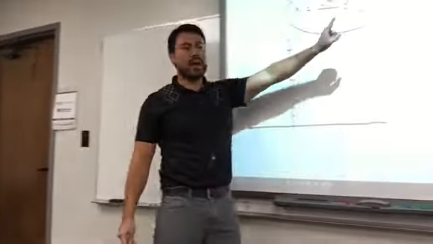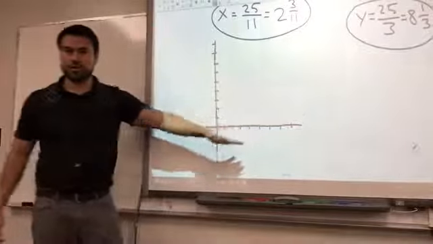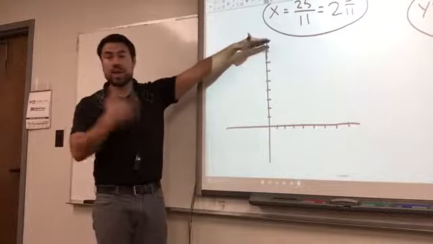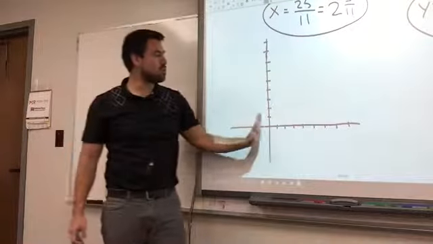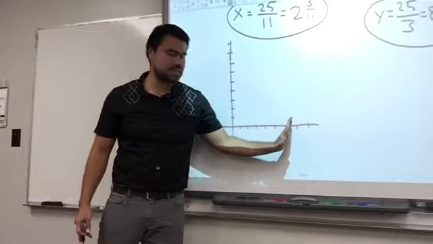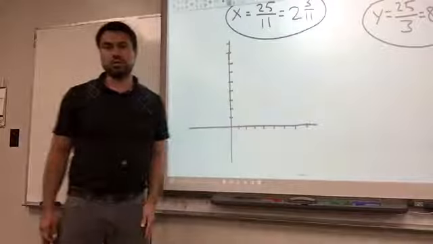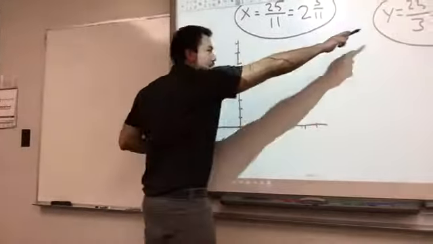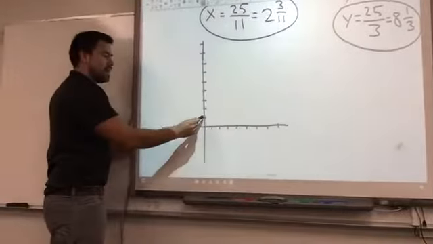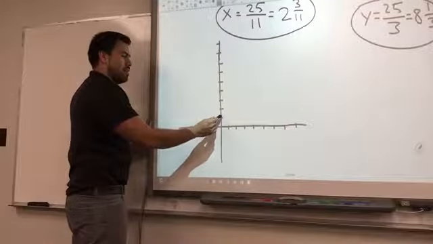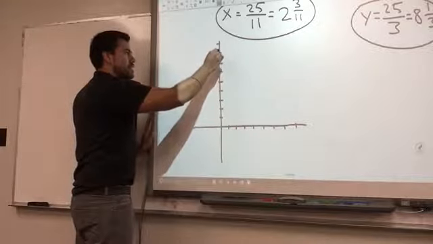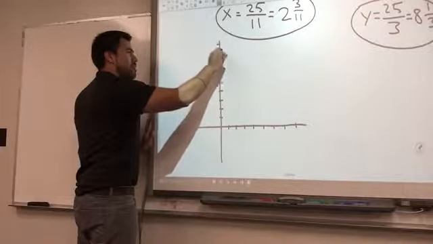If I have to go 8 1/3 on the y-axis, how far do I have to go up, you think? All the way up to 8, like about 8 or 9. And then if I have to go 2 and 3/11 on the x-axis, you only have to go up to about 3. All right, that's my y-intercept. So where do I put my circle? 8 1/3 is about right here.